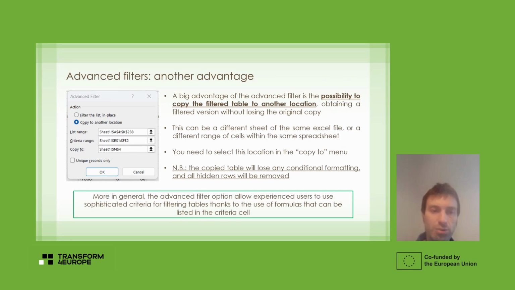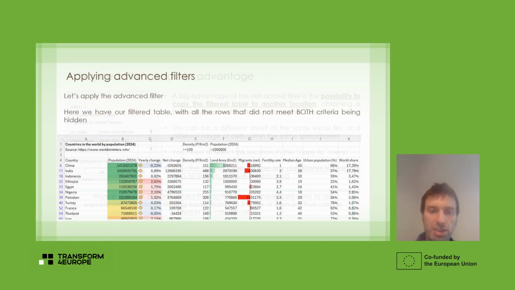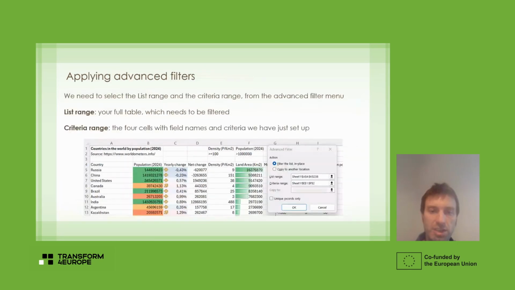So let me get back to a couple of slides before. Usually the basic advanced filtering actually just filters the table. And you can see that there is an option copy to, which is not active, because I have selected filter the list in place. Filter the list in place means that I'm just filtering the table within my spreadsheet.